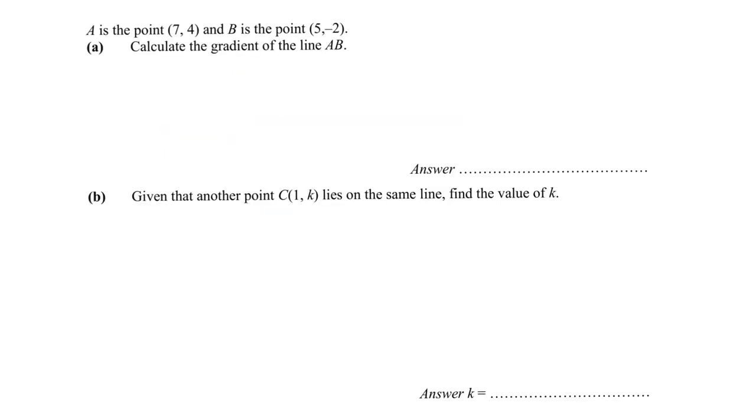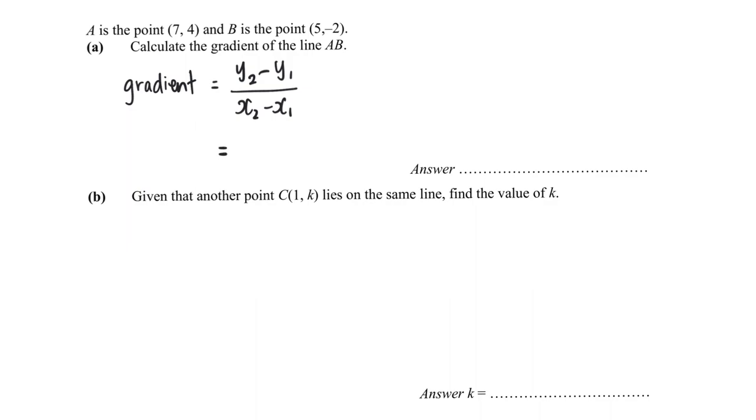Hello everyone, welcome to this video or this part of the problem where we are given 2 points, and part A is relatively straightforward. Because given 2 points, we just need to find the gradient. And the gradient formula states that it is y2 minus y1 over x2 minus x1.